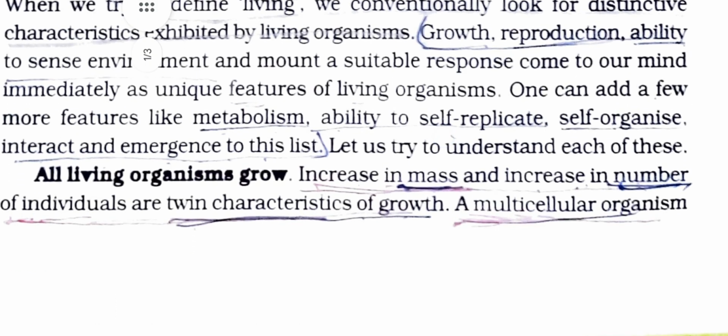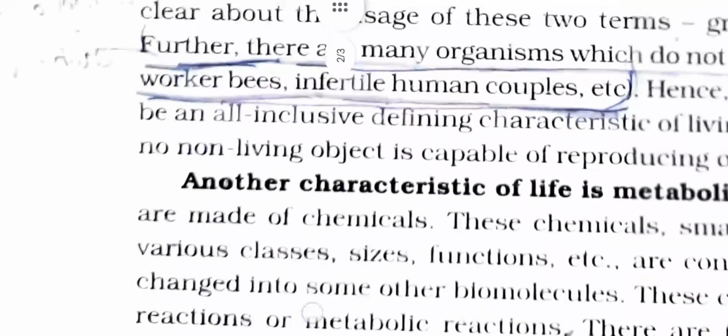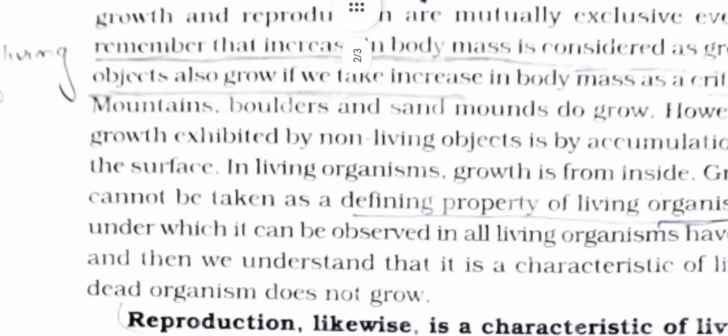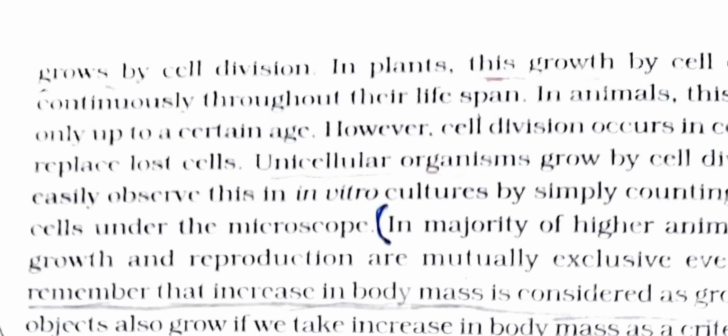All living organisms grow. Growth was first. Increase in mass and increase in number of individuals are twin characteristics of growth. Growth means increase in mass, your weight increases, and increase in number of individuals, that is, the number of cells increases. A multicellular organism grows by cell division, in plants too. A multicellular organism grows by means of cell division.